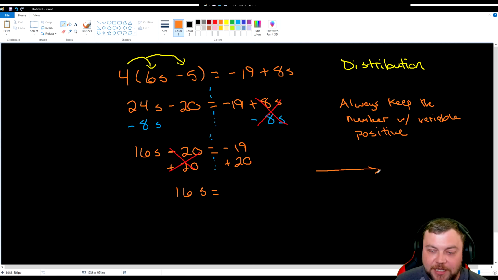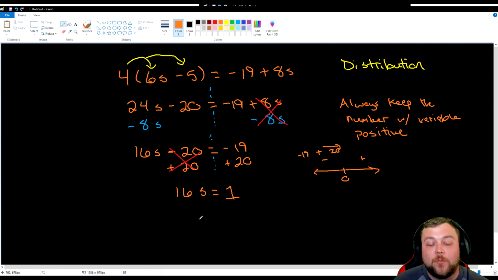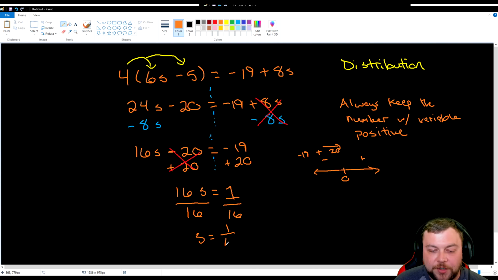Think back on your number line. 0. So positive is moving to the right. Negative is moving to the left. So we're already at negative 19 over here, and we want to add 20. So we want to move to the right. Okay? So negative 19 plus 20 is just 1. Nice and easy, number 1. Okay? So now we want to get rid of the 16. So we divide both sides by 16. And s equals 1 over 16.